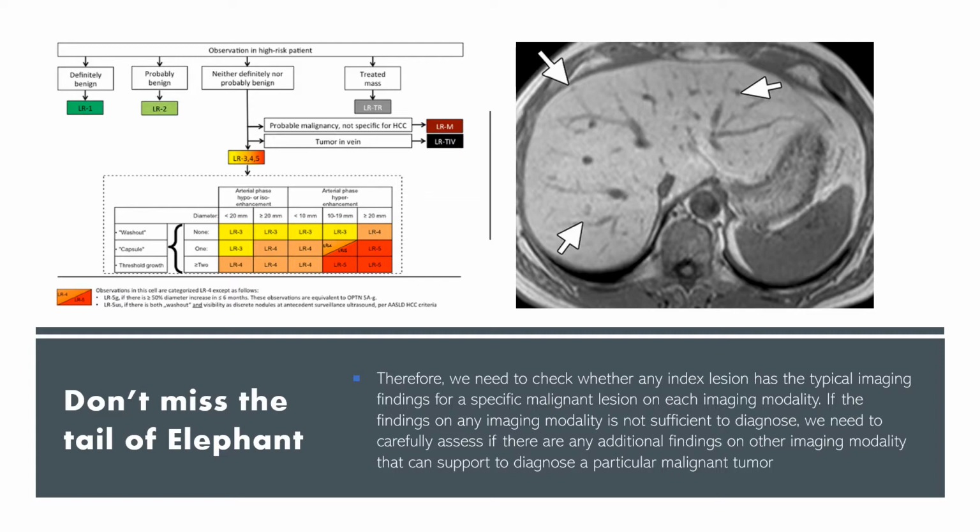Therefore, we need to check whether any index lesion has the typical findings for a specific malignant lesion on each imaging modality. If the findings on any imaging modality are not sufficient to diagnose, we need to carefully assess if there are any additional findings on other imaging modalities that can support diagnosing a particular malignant tumor.